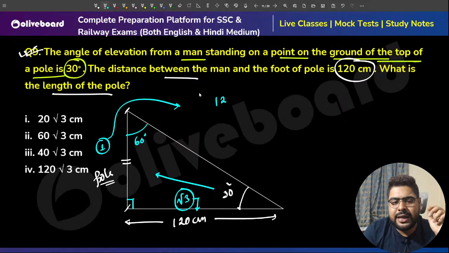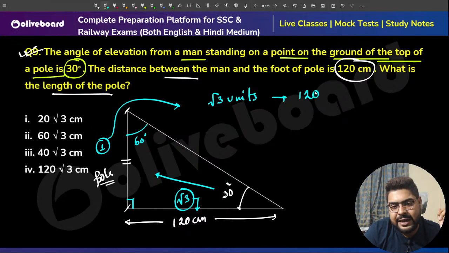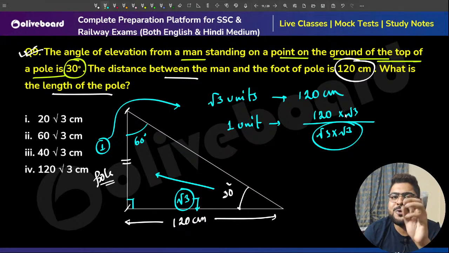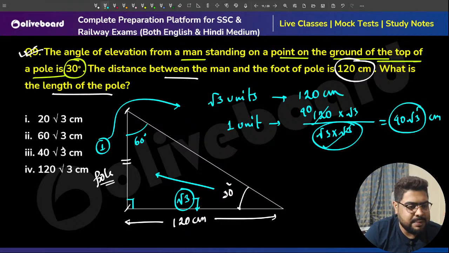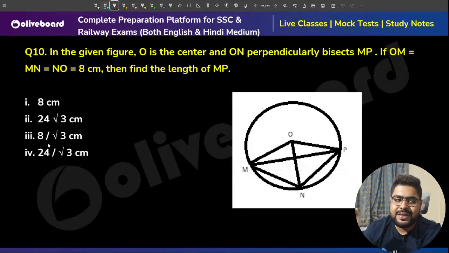So root 3 units is equal to 120 centimeters. 1 unit will be 120 by root 3. How do you do this? Always multiply by root 3, rationalization. Root 3 into root 3 is 3, and 120 by 3 is 40. So the answer is 40 root 3 centimeters, option number 3. Sahil was absolutely spot on. Absolutely correct, perfect. Next one.